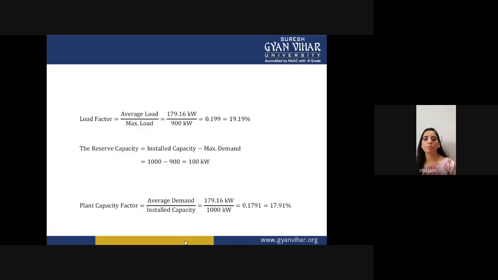Now, next we come to the plant capacity factor. So the average demand is 179.16 kilowatt from this power plant, and the installed capacity is 1 megawatt. So what is the plant capacity factor? It is 17.91%. So the plant we are using, which has the capacity of 1 megawatt, is not fully utilized.